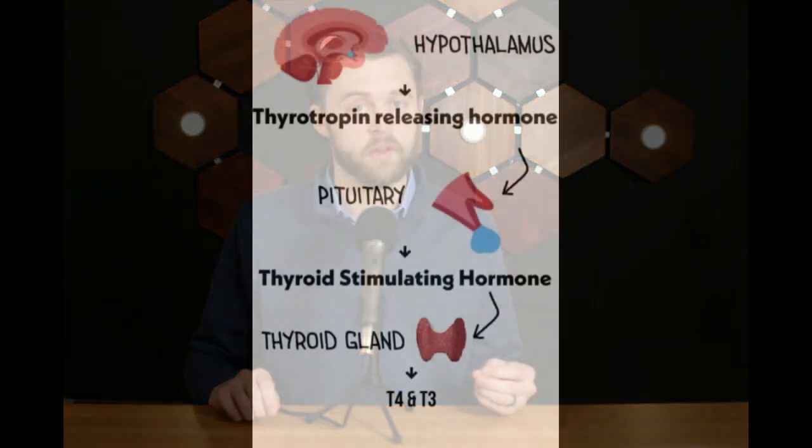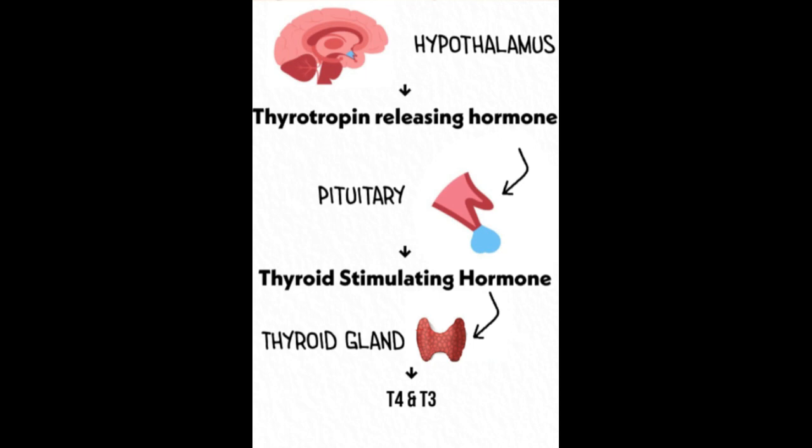So getting into the normal physiology of the thyroid function, it all begins in the hypothalamus. The hypothalamus will secrete a hormone called TRH, which stimulates the pituitary to secrete TSH, which I'm sure you've heard of before. This TSH will stimulate the thyroid gland to secrete T4, which is then converted to T3 in the liver and muscle tissues in the body.